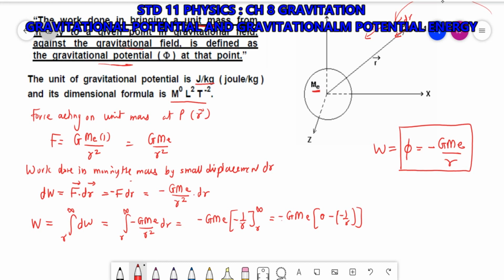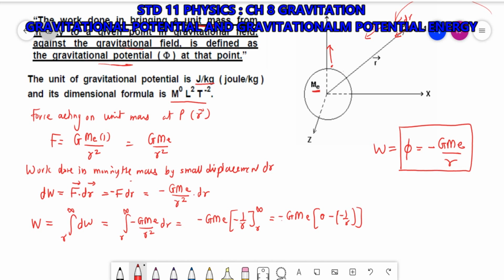Clear? So remember, what is gravitational potential? Work done in bringing a unit mass from infinity to a given point in gravitational field against the gravitational field is defined as gravitational potential. Say if the body or object is on the surface of the earth, when we are moving it away, then we require energy against the gravitational field. So that work done is stored in the form of potential energy. So our next topic is gravitational potential energy.